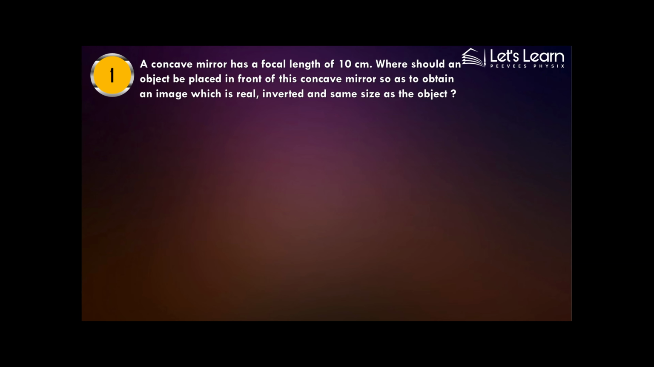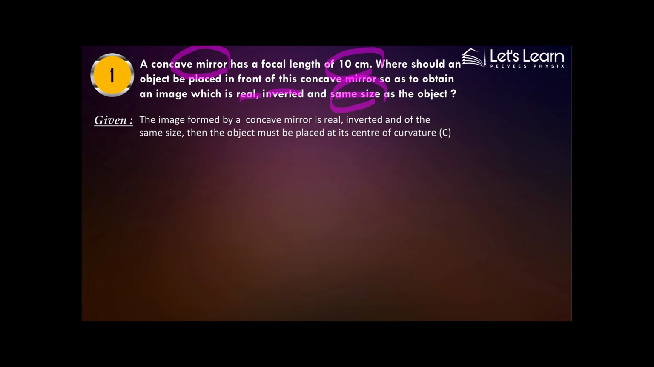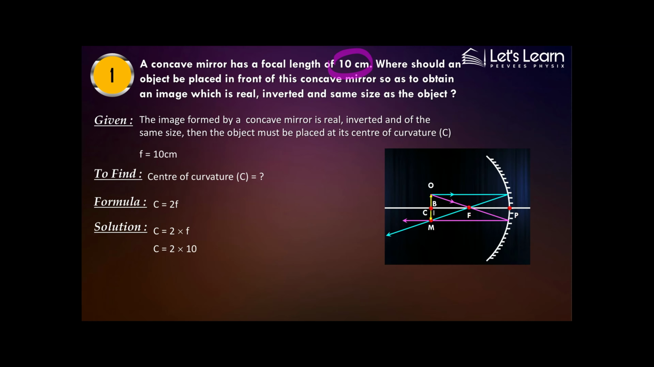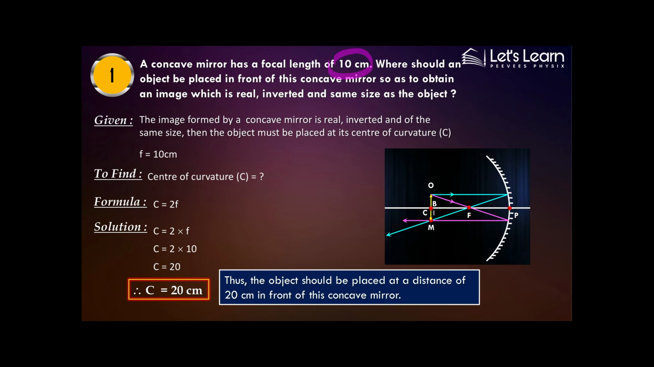Next is a question. The question says you have a focal length of 10 centimeter. The question asks where you have to keep the object to obtain an inverted and same size image. Same size means the object has to be kept at C, which is the radius of curvature. The focal length is 10 centimeter and we have to find C, the center of curvature. The formula we use is R equals 2F. 2 times F is 2 times 10 centimeter, so the object has to be kept 20 centimeter in front of the mirror.